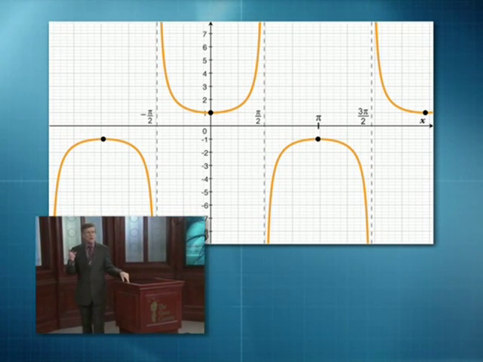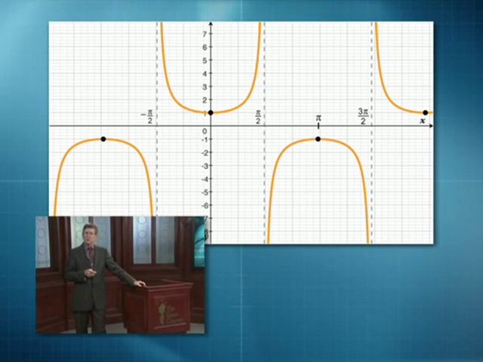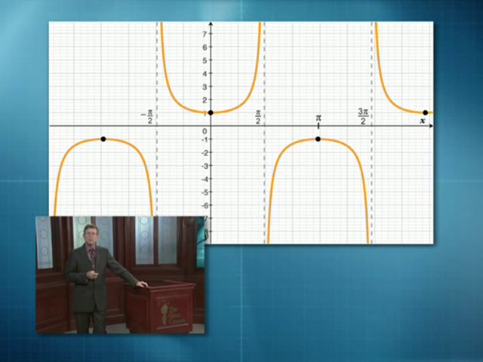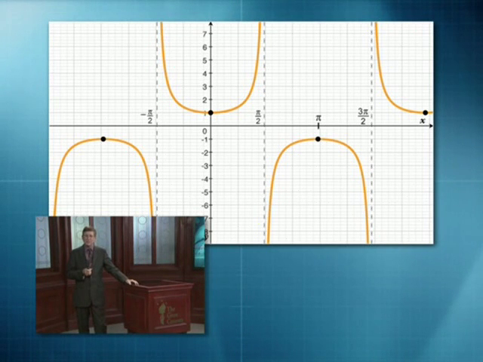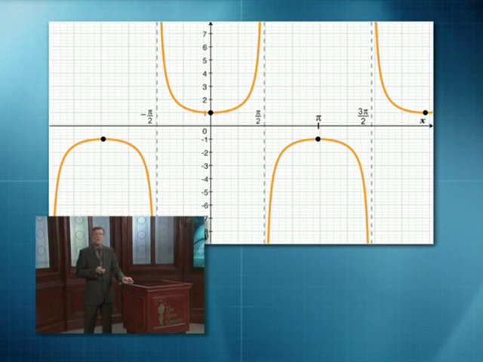So it's not one-to-one. It does not pass the horizontal line test. We have to restrict the domain. And this is an interesting choice. Which pieces of the secant function do you want to keep to make it one-to-one? Well, there are two schools of thought.